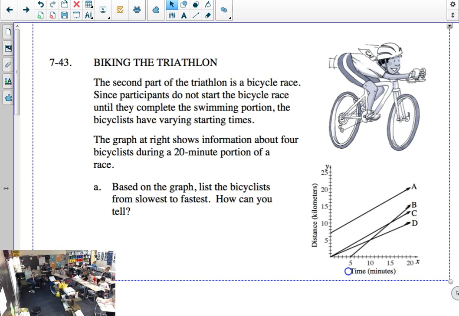Yeah, it's on here. Using the data you have.